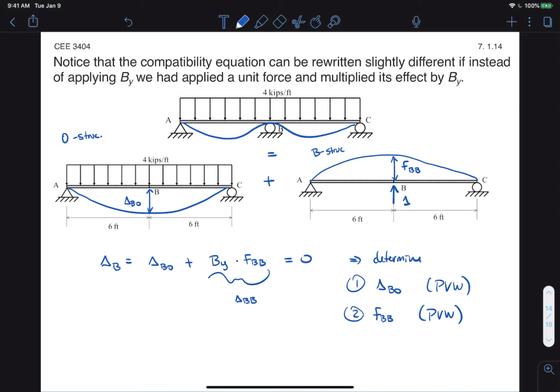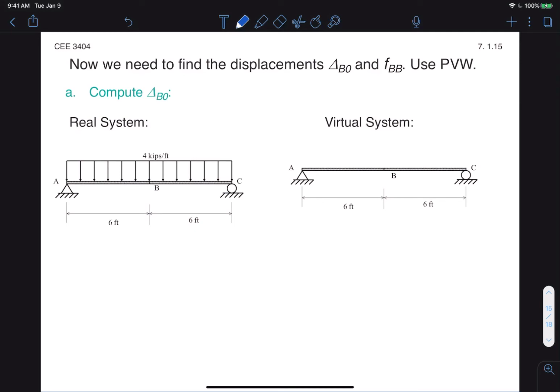So these will be two separate applications of the principle of virtual work. There will be essentially two real systems with corresponding virtual systems. And then finally, we need to determine By using the equation. I should be explicit here and say that FBB is defined in terms of displacement units over force units, which makes it applicable to this equation. So essentially, we divide out by that 1 to get FBB. Okay, so let's go ahead and follow those 3 steps.